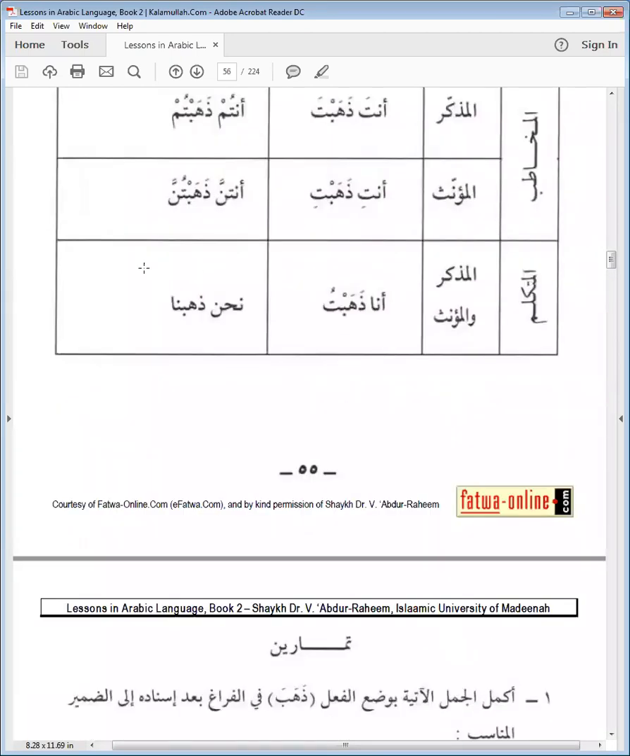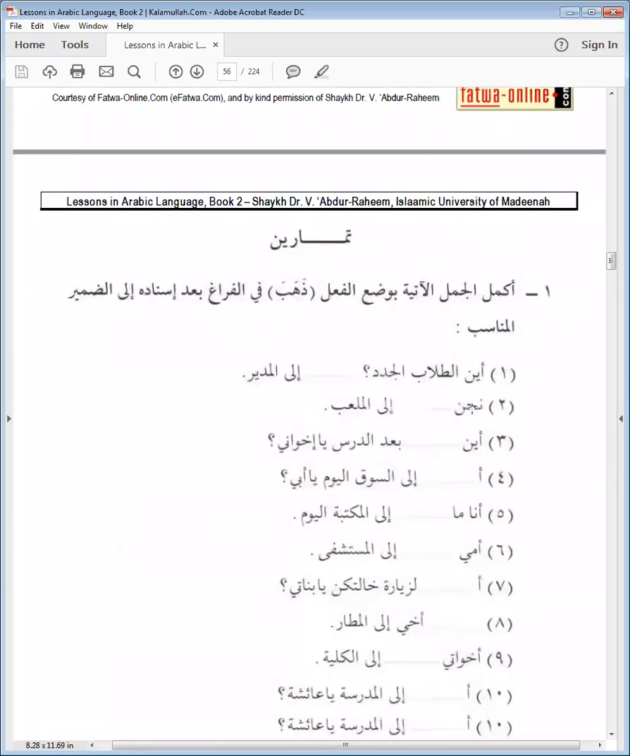which would be نحن ذهبنا. ذهبنا with an alif at the end. Okay, everybody with me? So نحن ذهبنا. So we have here نحن ذهبنا إلى الملعب. نحن ذهبنا إلى الملعب.